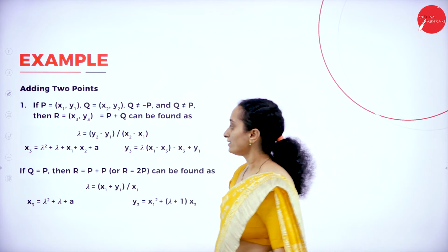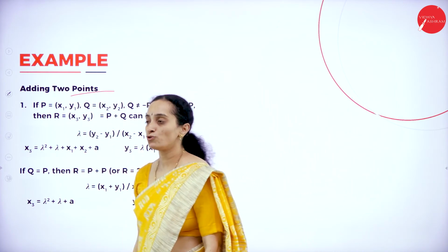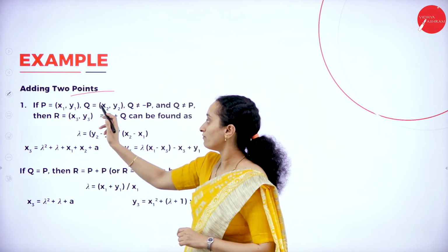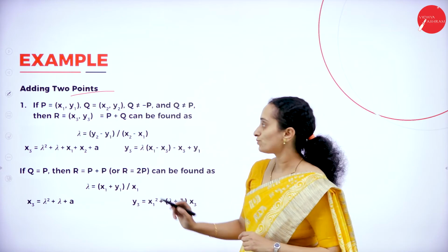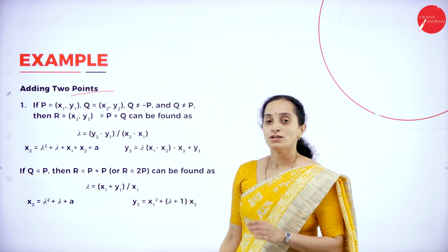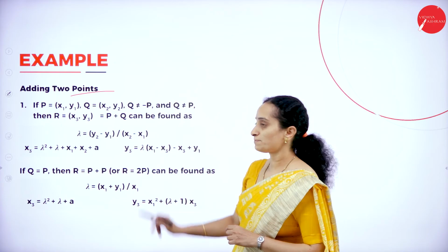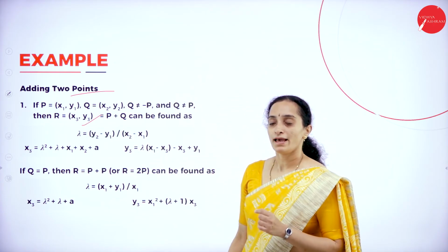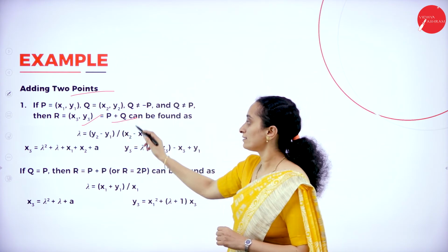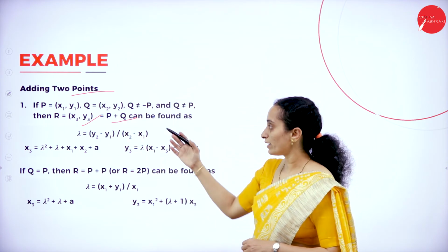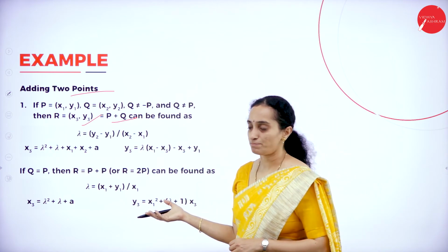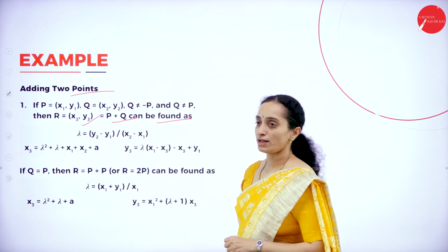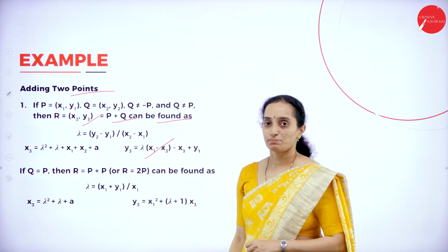If you add 2 points, p equals x1 comma y1, q equals x2 comma y2, where q is not equal to minus p and q is not equal to p, then r equals x3 comma y3, equals p plus q. It can be found using this expression.